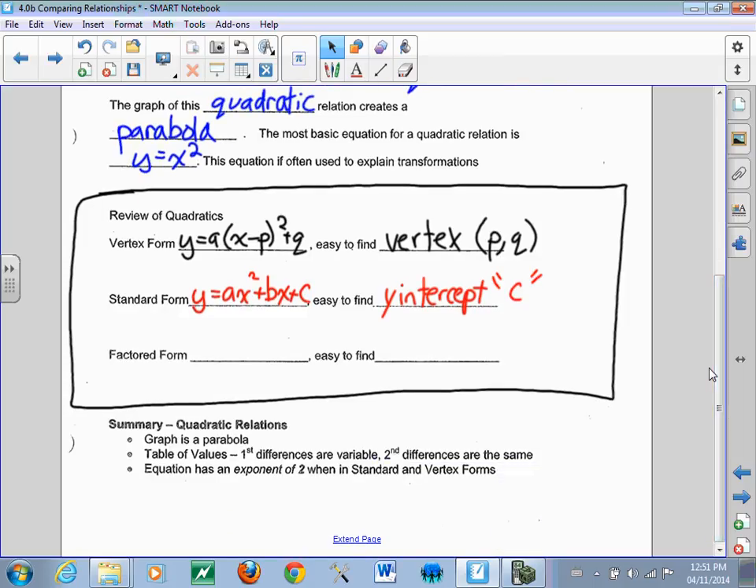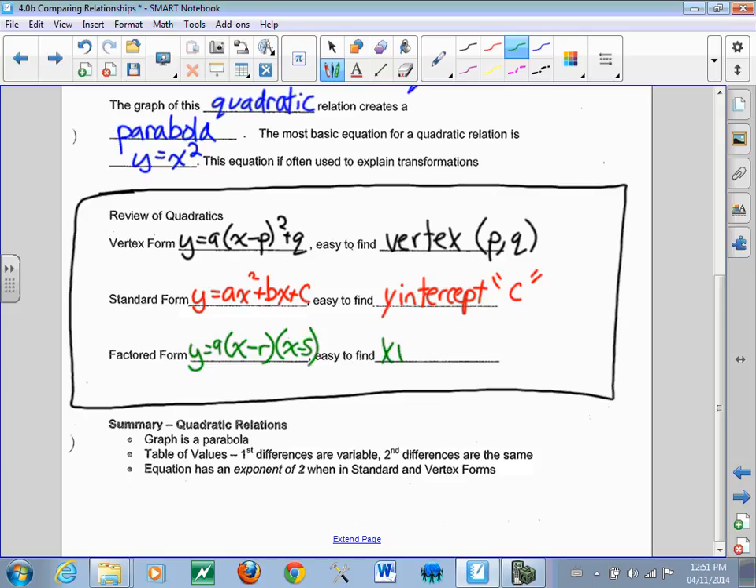The other, or the last one, is the factored form. That's y equals a bracket x minus r bracket x minus s. And this is easy to find the x-intercepts. Now hold on, leave some room here because x-intercepts has many names. They could be called the roots, or when we use the graphing calculator, we actually use the zeros, or solutions. Lots of names for those. Okay? But if you're looking at a graph, we would call it the x-intercept.